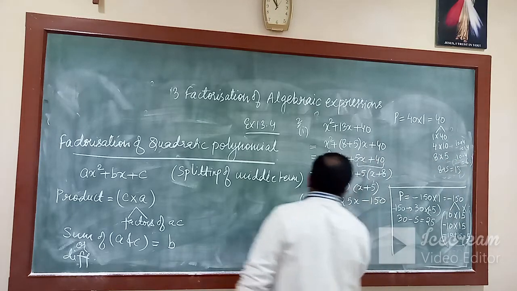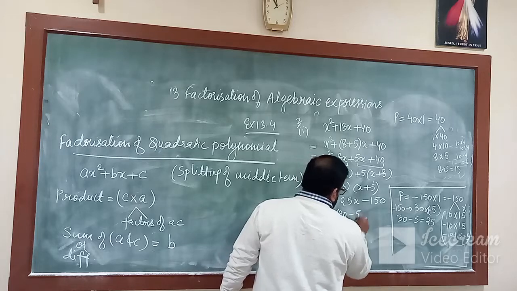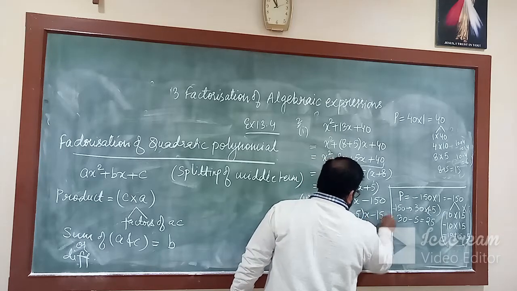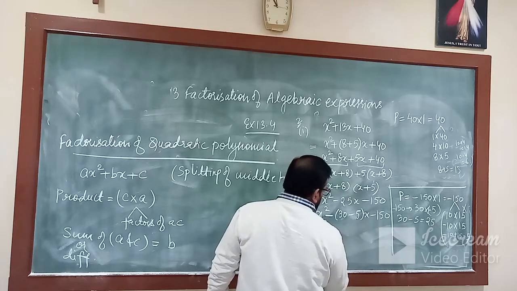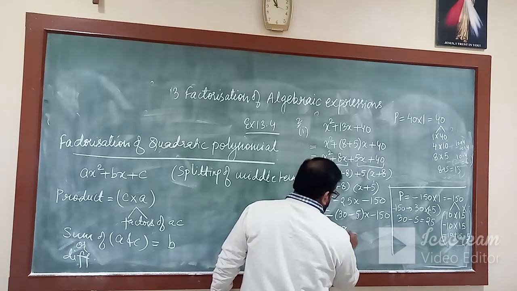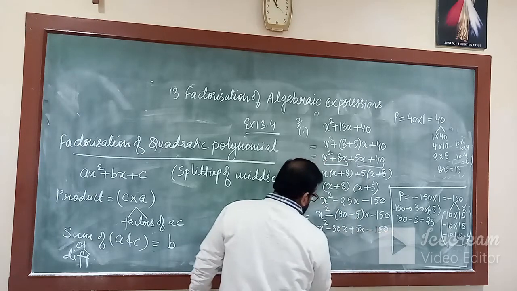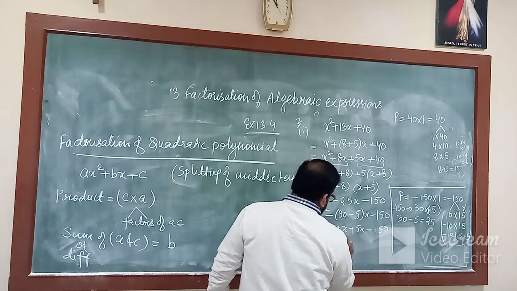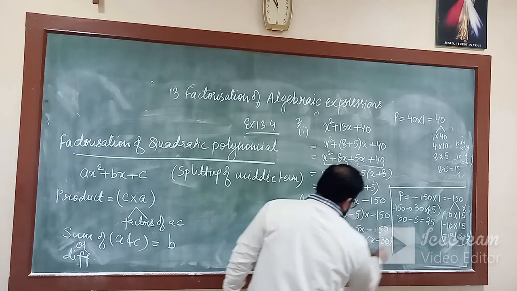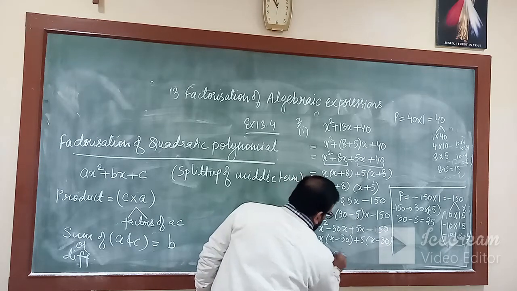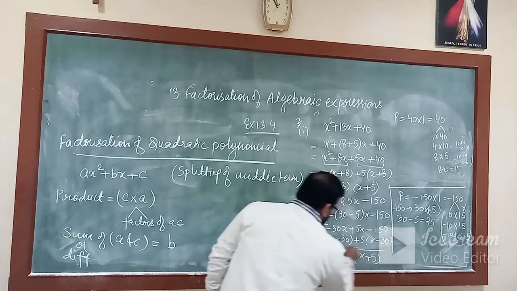So how we can write x square? This minus sign will be there. So again I will take this minus inside. Minus 30x plus 5x minus 150. So x common, x minus 30. Again 5 common, x minus 30. So overall x minus 30 will be common. It is x plus 5.